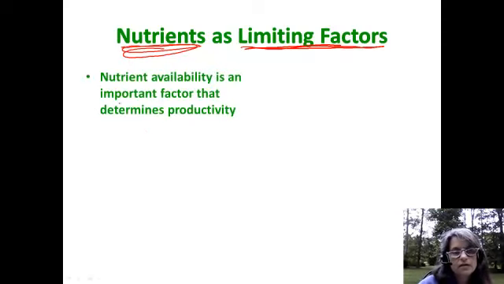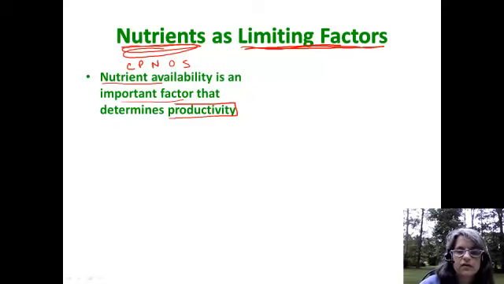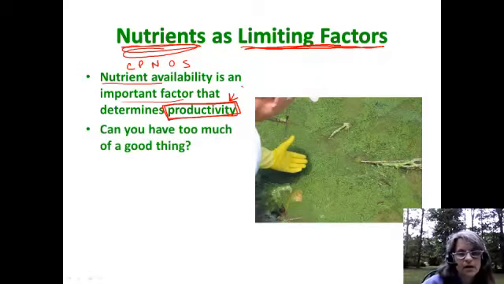So, nutrient availability, how many nutrients, carbon, phosphorus, nitrogen, oxygen, sulfur, whatever, are available is a really important factor that determines how productive an ecosystem can be, how much life an ecosystem can support. That is this term productivity. That's what it means, how much life can an ecosystem support.